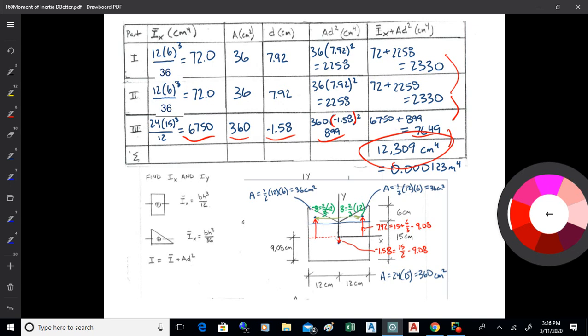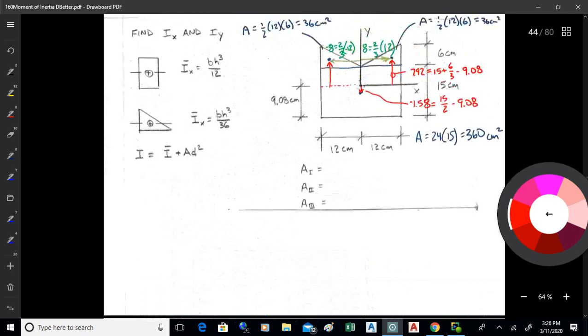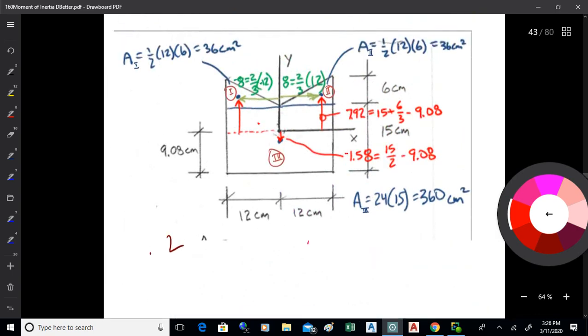So we got any questions on that? The only thing that really changes for the y direction is the d value. Yes, right. When we're calculating the 17 subtracted 9.08 to get this 7.92, what are you calculating there again? The 17 minus the 9.08, that's the difference between where our neutral axis is in the x direction and the centroid of the triangle. It's that offset distance. It's the d on the AD squared term.